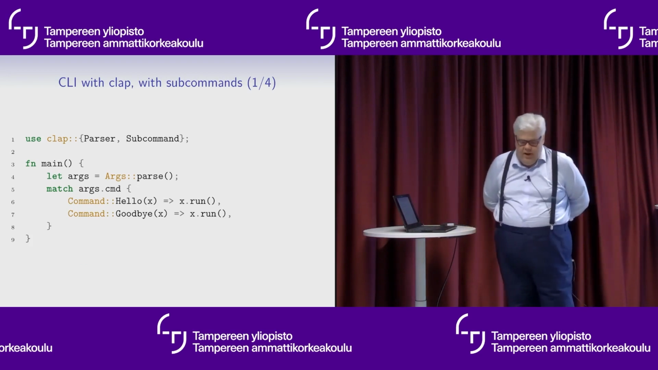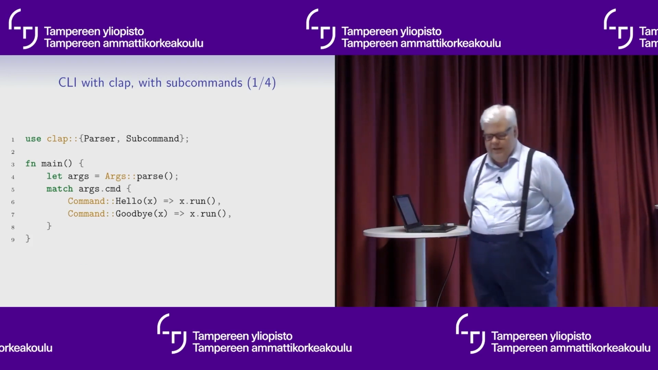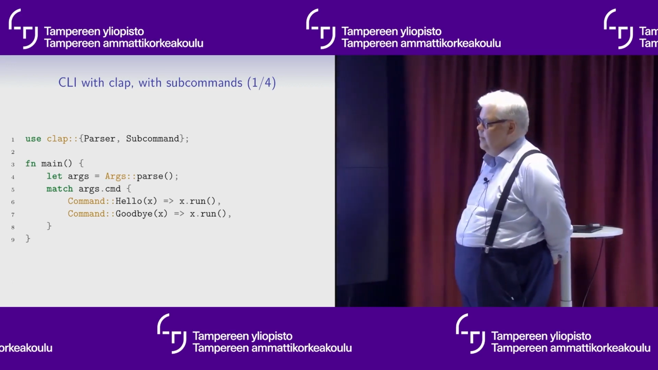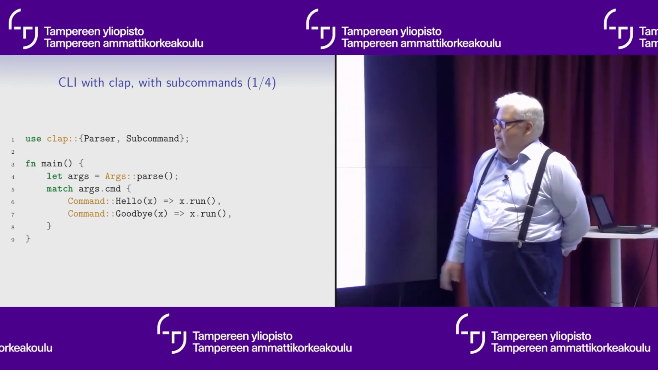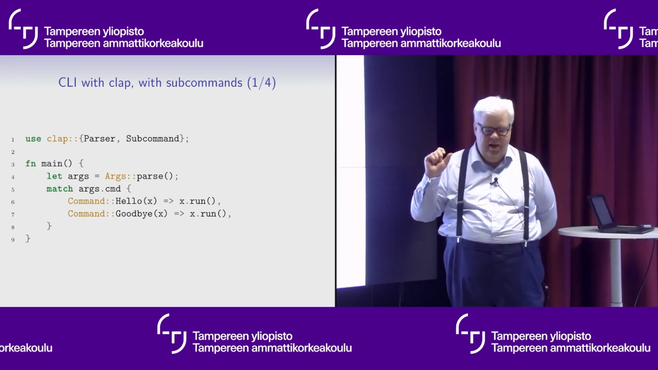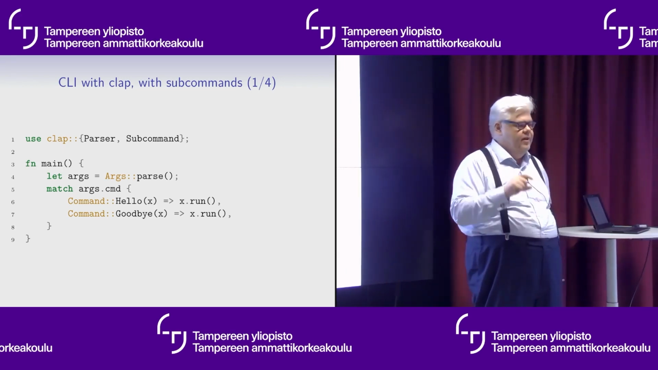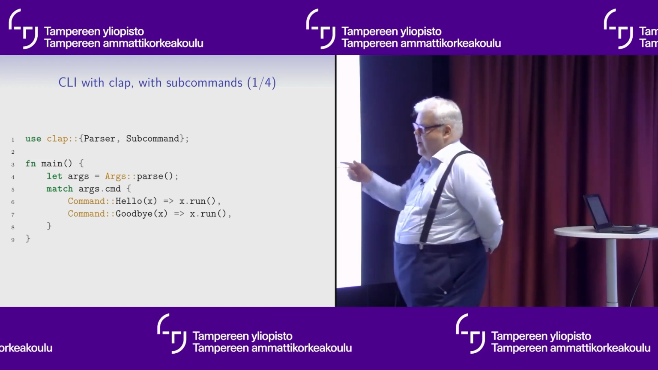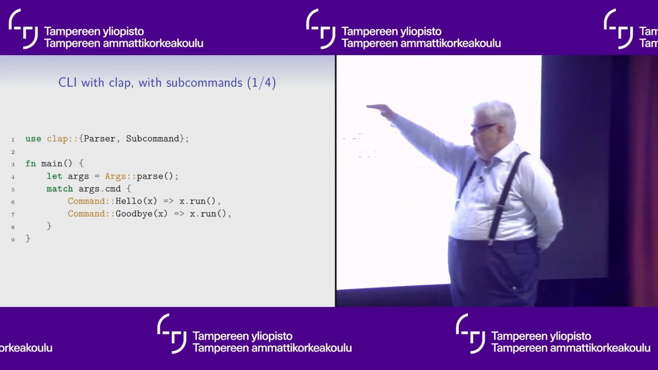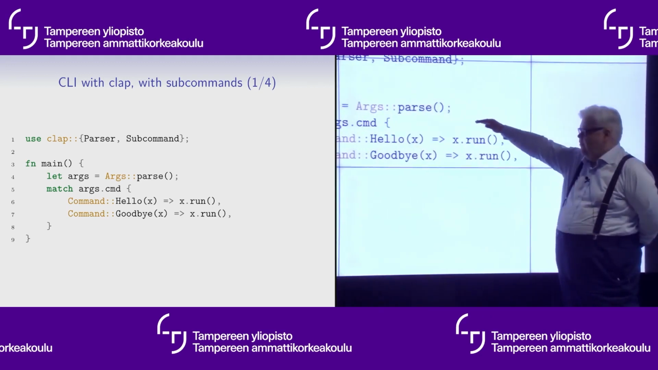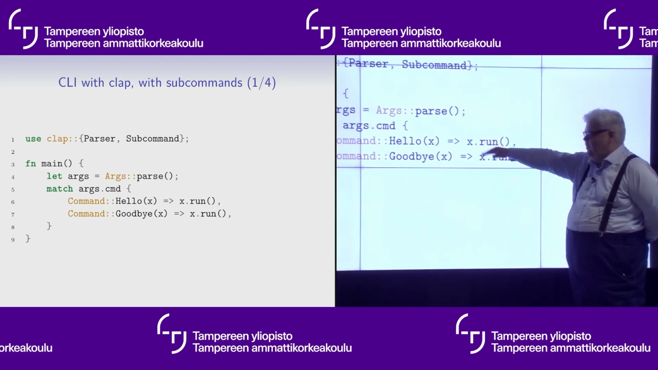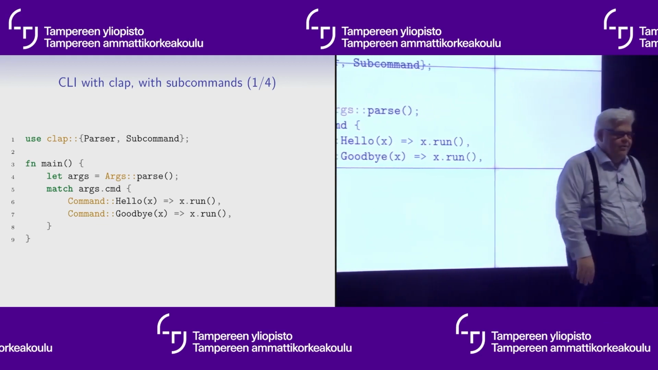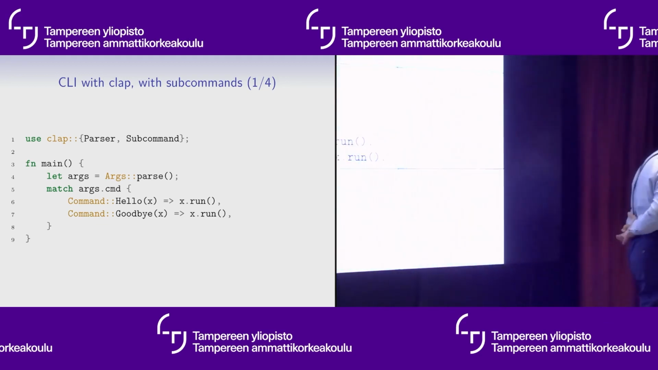Right, so subcommands. Subcommands is something that is also easy to make with CLAP with the derive approach. The idea is that you define an enum that lists all your subcommands, and then you match on a value of that enum type and do different things. I've kept this simple, so this is fairly straightforward.